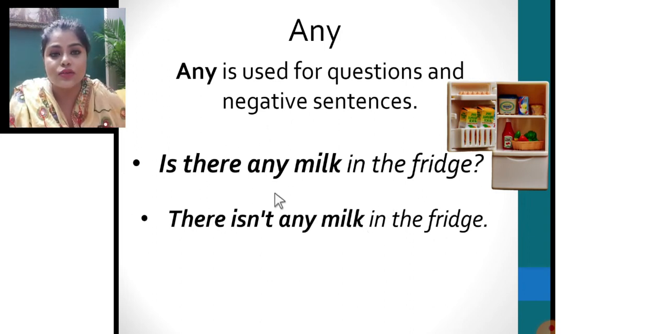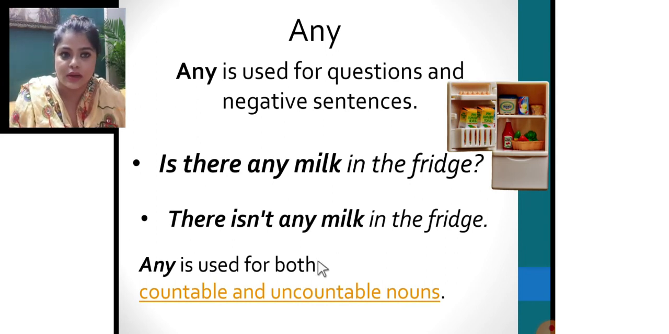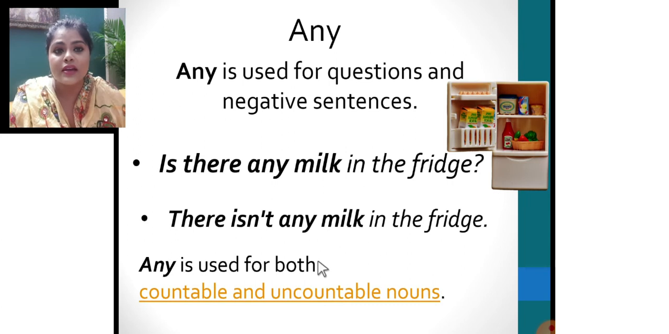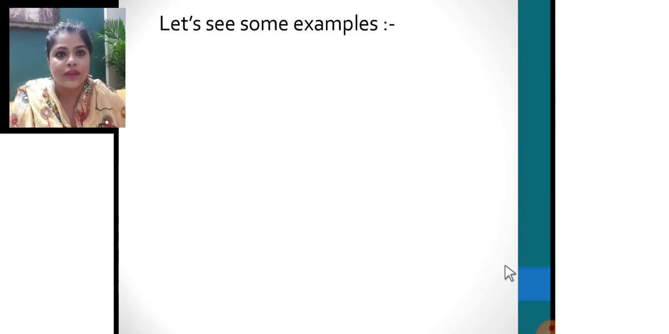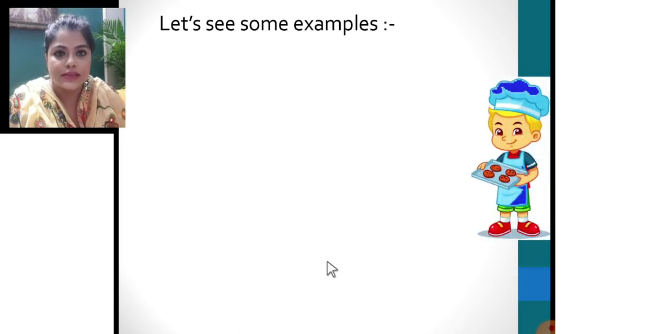Now, any is used in questions and any is used in negative sentences. Now, any is used for both countable and uncountable nouns. If we say there isn't any apple in the refrigerator, now apple is countable. So, any is used with both countable and uncountable nouns. Let's see some examples. You can see the picture here.